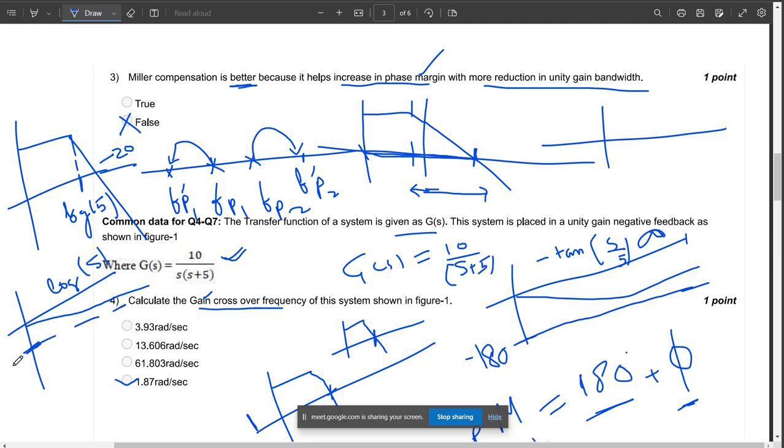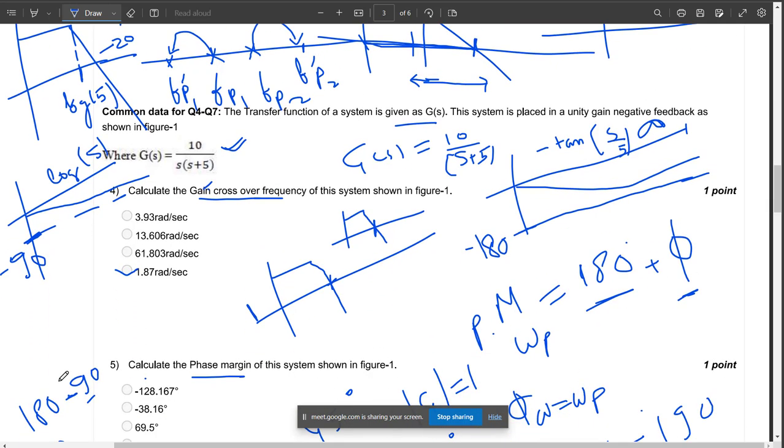So it can go till minus 90 degrees. The system becomes unstable when it goes below minus 180 degrees. So when the phase goes below minus 180 degrees, then it is said to be an unstable system. So this system, 10 upon s plus 5, will always be stable.